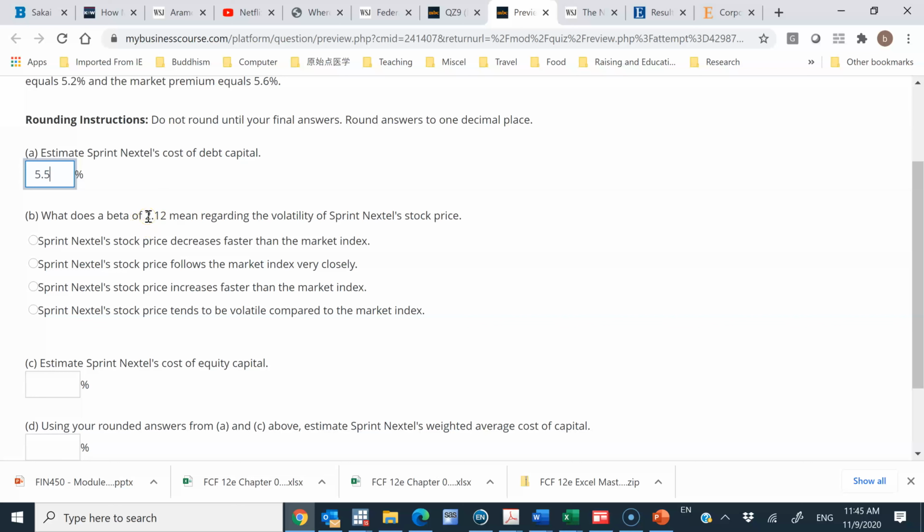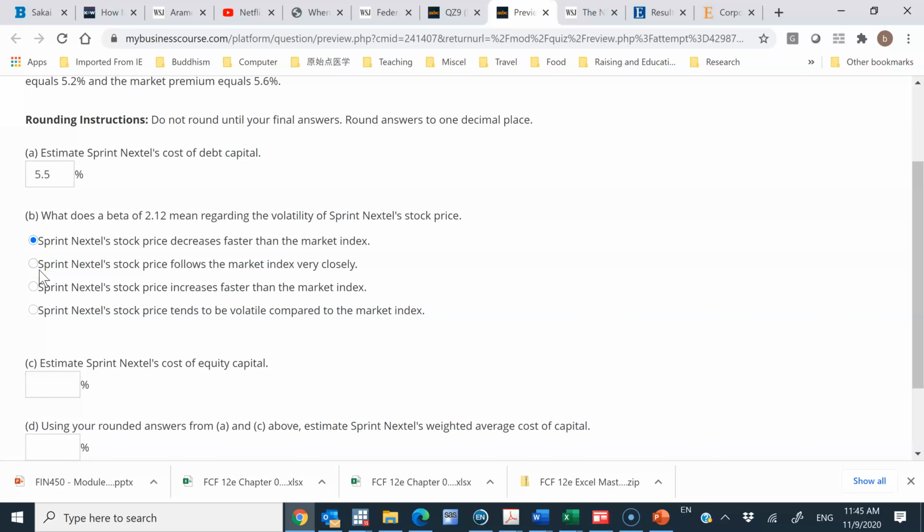For the average stock in the market, or for the market as a whole, its relative movement to the market's movement is obviously 1. So the average stock in the market has a beta of 1. In this case, the stock has a beta of 2.12, which is higher than 1. So Sprint Nextel's stock price decreases faster than the market index. That seems to be correct, because in terms of decreasing or increasing, it's the same. If the market decreases, then the stock should also decrease. That's what the positive sign here means. Because the absolute value is greater than 1, it decreases faster than the market index.